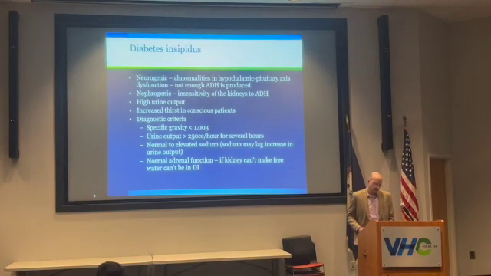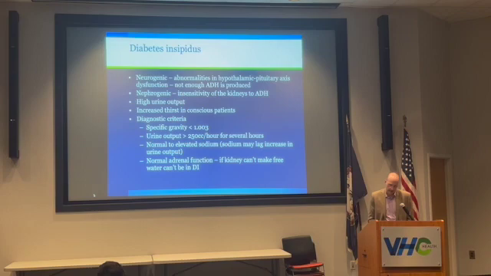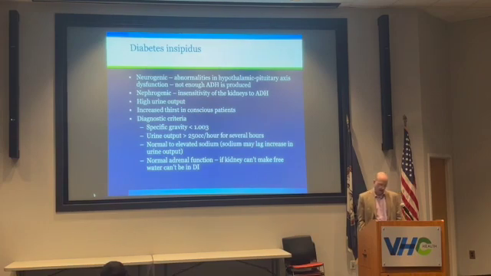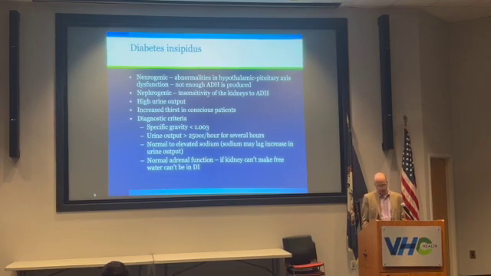So diabetes insipidus is an abnormality in the HPA axis where not enough antidiuretic hormone is produced. So it's the exact opposite of SIADH. And there are neurogenic causes and nephrogenic causes, and we're going to focus on the neurogenic causes here. Along with hypernatremia, these patients have high urine output, and in conscious patients, they experience increased thirst.